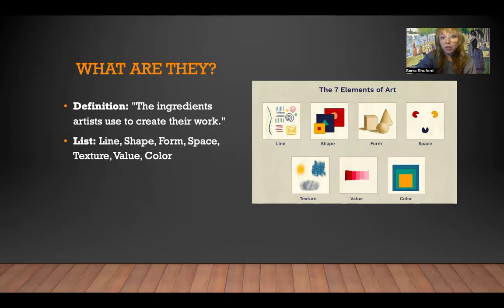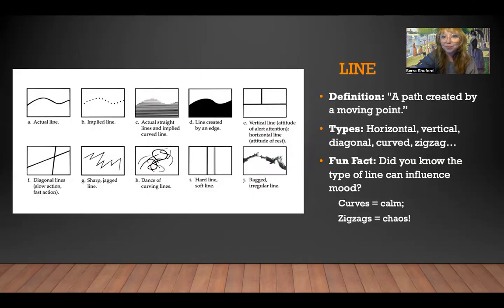So the definition: the ingredients artists use to create their work from. And the list is line, shape, form, space, texture, value, and color. And then I have a little diagram over here that gives you a picture of each of those and kind of what they represent. You probably already know this. This might be repetitive stuff that you're learning, or you're maybe learning a little bit more about it that you didn't know. But this is what this set of lessons is going to cover.